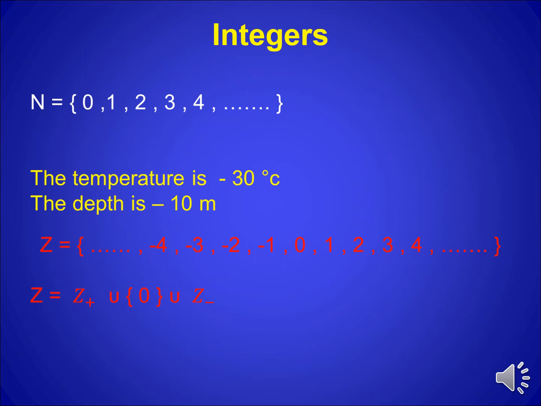So Z contains the positive integers 1, 2, 3, 4, 5 up to positive infinity, union 0, union the negative integers negative 1, negative 2, negative 3 up to negative infinity. To be clear, let's see.